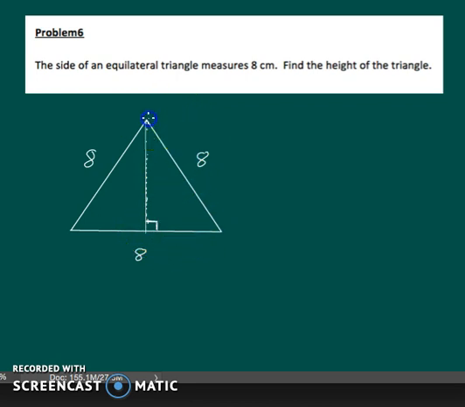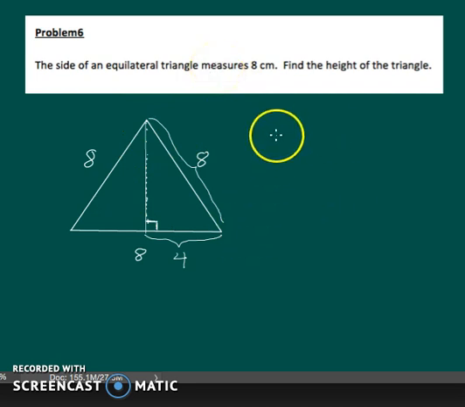Well, we have this length here. It's 8 centimeters. What about this length here? Well, that's just half of the base. We knew that this length here was 8 centimeters, so we'll know that this length here is half, so it's 4. And now we just have to find the missing length, which is the height.